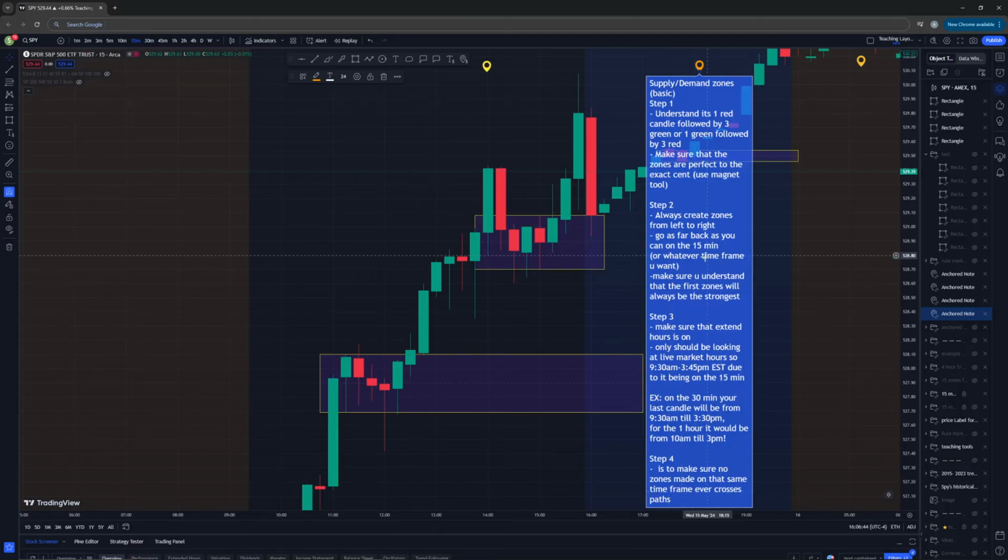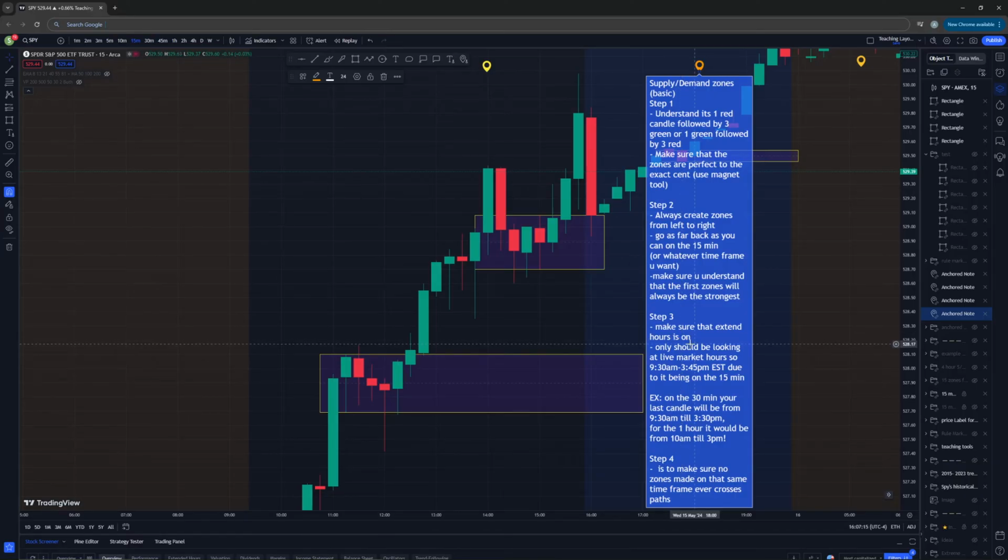And then go back and make sure you understand rule number 3, because I think you understand rule number 2, which is just to go from left to right. That's it. Rule number 3 is to make sure the extended hours is on, that's in the first steps that we did. And like I keep repeating time and time again, you should only be looking at live market hours. So 9:30 a.m. all the way to 3:45 p.m. Specifically 3:45 due to it being on the 15-minute.